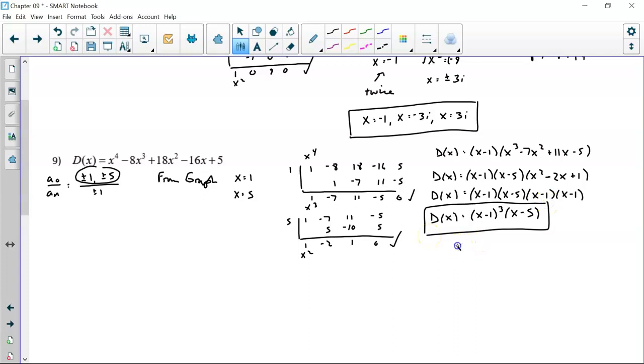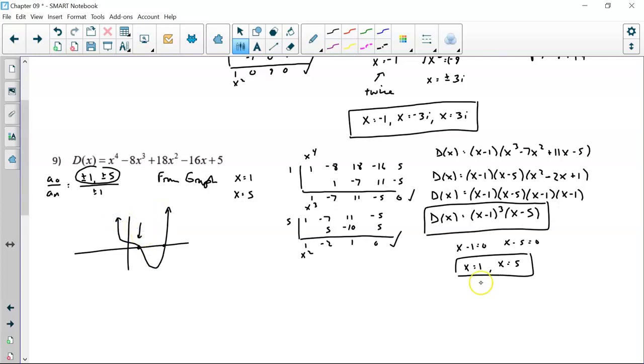And our zeros, our roots: x minus 1 equals 0, x minus 5 equals 0, x equals 1, and x equals 5. We only have two distinct zeros, two distinct roots. Because if you look at the graph, what happens is the graph doesn't go directly through the 1. It kind of curves through it and then back up again. That's repeated 3 times. That's where we're seeing that repeated root 3 times.